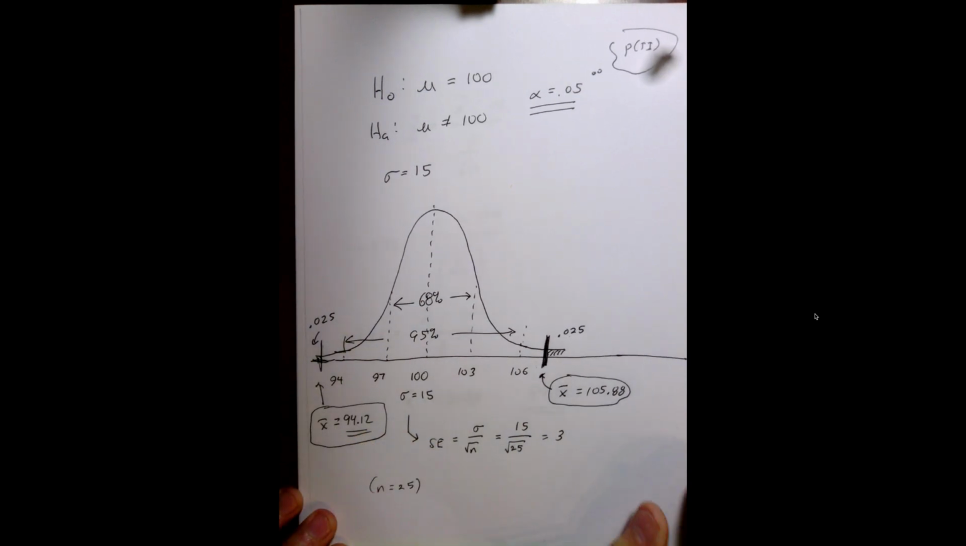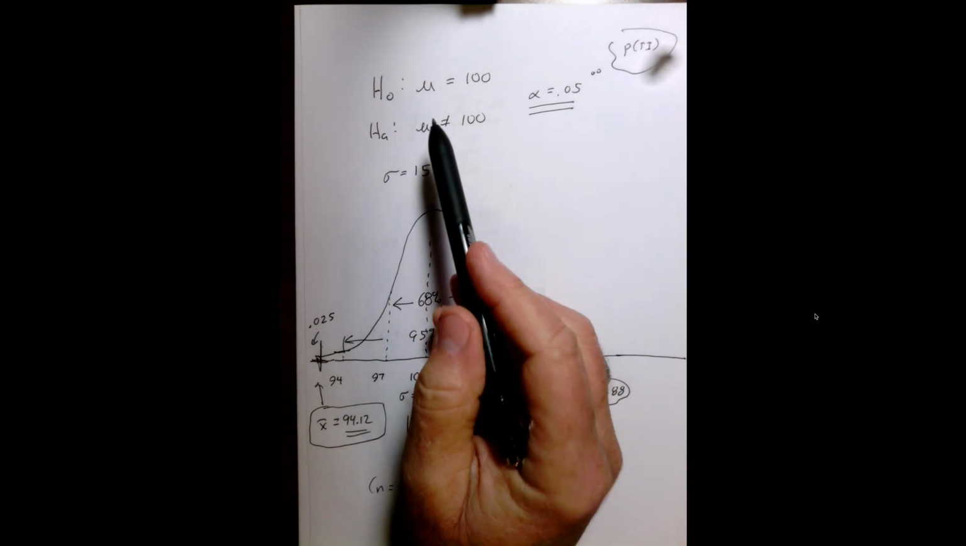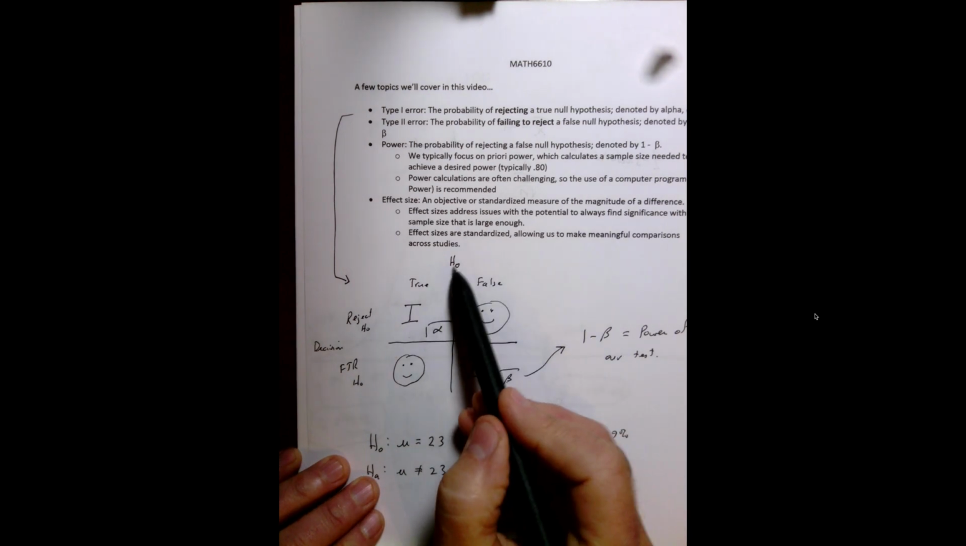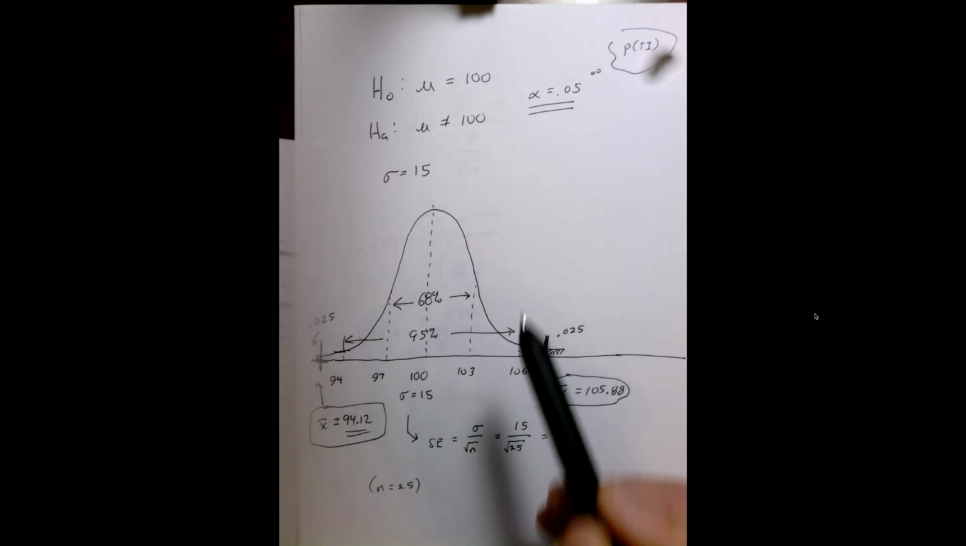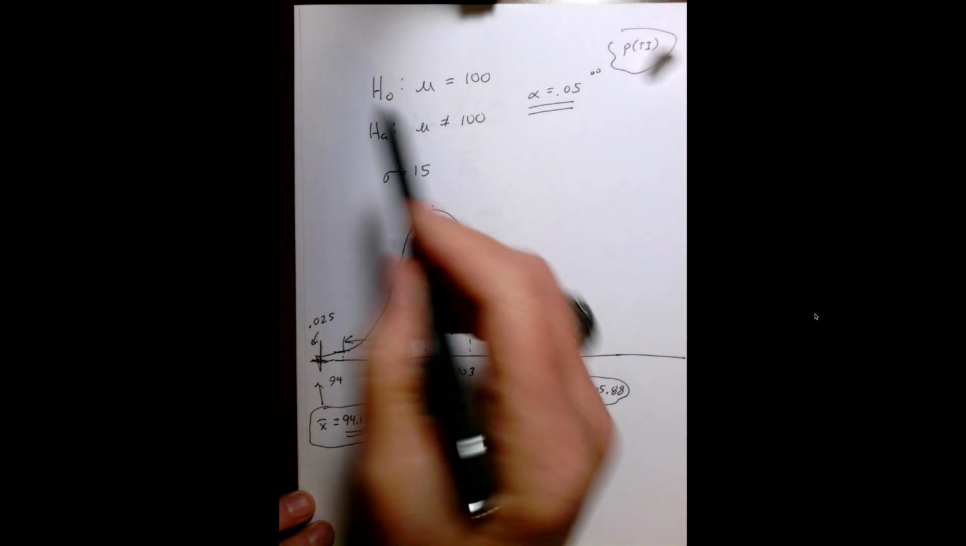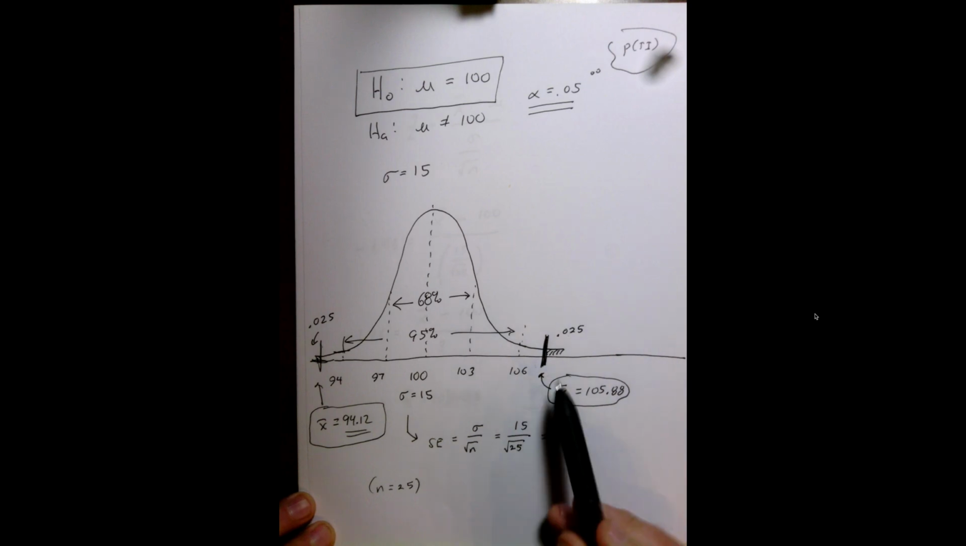Now, what's the significance of these two values? This tells us that, going back to the assumptions of a type 1 error, if H sub 0 is true and we reject it, then we've committed this type of error. In the context of this example, if this is a true statement and we get a sample mean that's greater than 105.88, what decision are we going to make? Well, we're going to make a decision of reject.